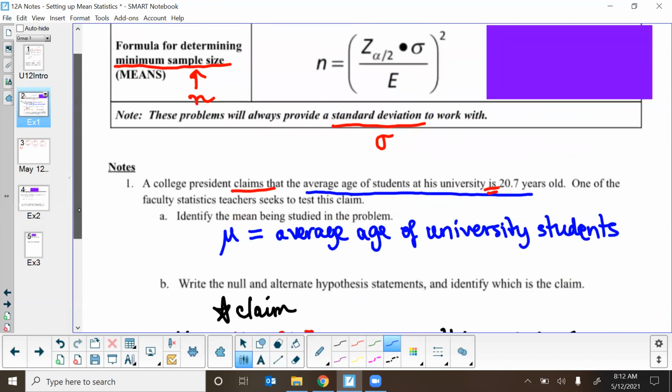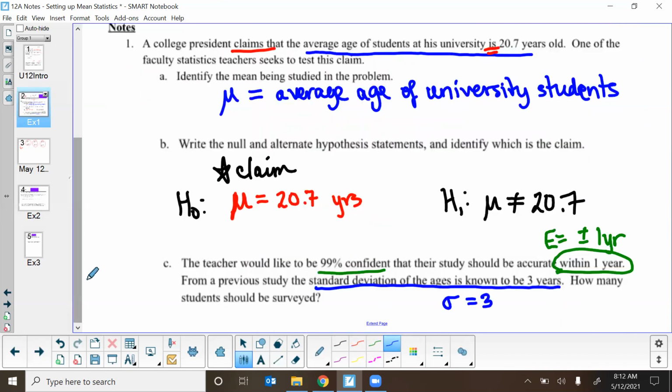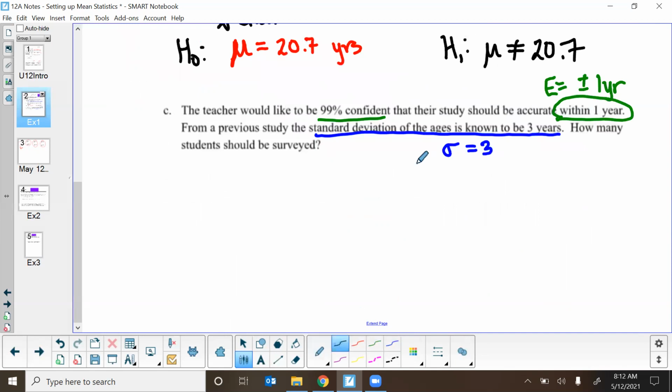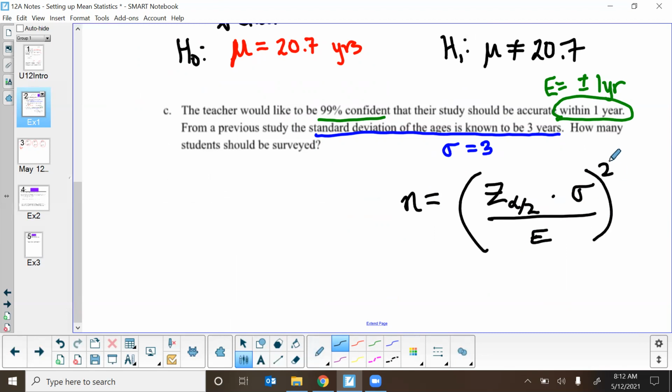So let's go back up here and find our formula. All right, so I'm going to copy down that formula. N equals Z of alpha over 2 times standard deviation over error, squared. So I know the standard deviation, I know the error. Oh, sorry, I said it as a decimal. It's not a decimal, it's just 1 year. But I need to find the Z of alpha over 2.